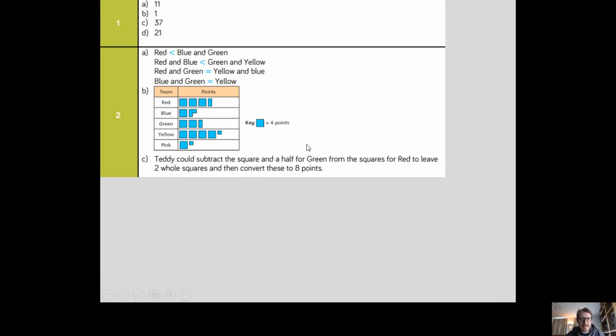So here are the answers for the silver questions. On the last one, Teddy could subtract the square and a half for green from the squares for red to leave 2 whole squares, and then convert those to 8 points. So I was looking at the pictures rather than doing the whole total, adding up the total of each one and then subtracting. So just another way you could have done it.